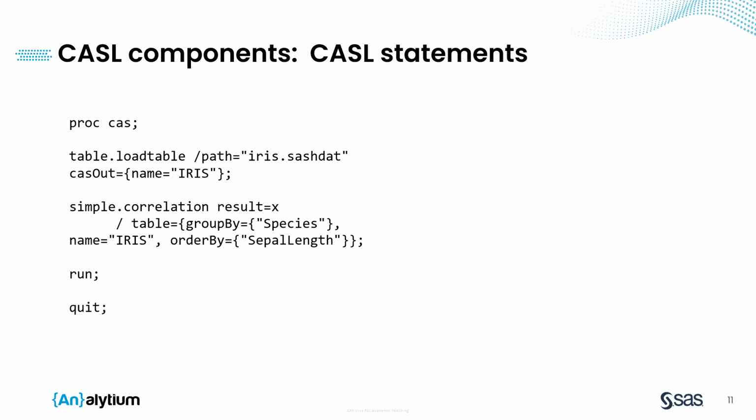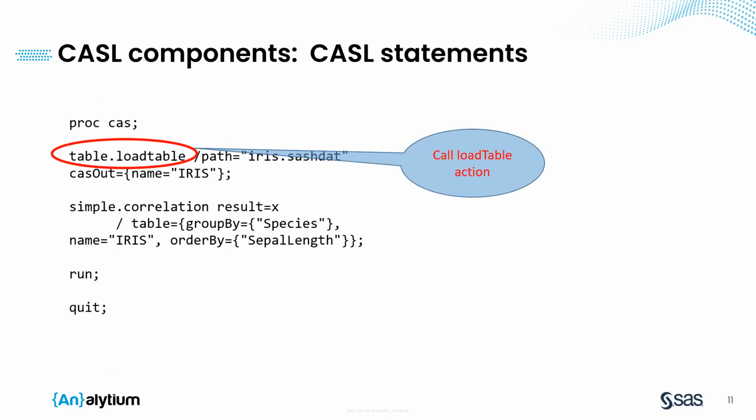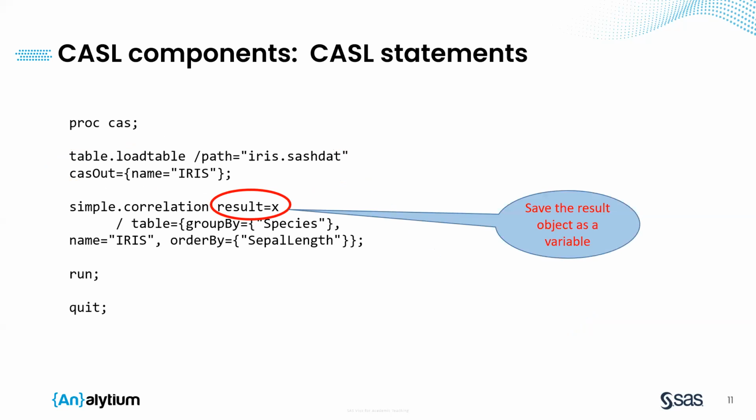So you'll start the CAS session with proc CAS. And then you call a load table action, which does what it says. It's going to load the data onto the CAS server and into memory. After the slash, you can define a set of parameters. In this case, we're going to define the path for that sashdat data set, which is the native format for CAS tables, and the name of where we're going to actually push it into memory.